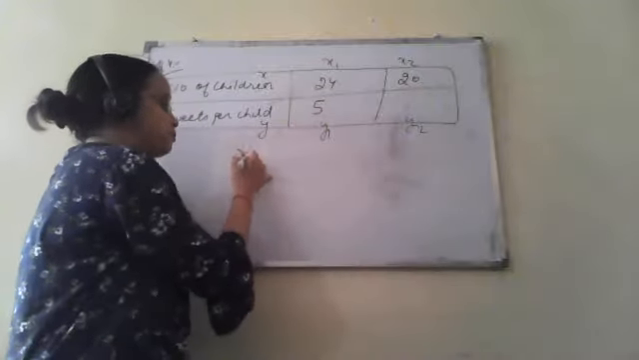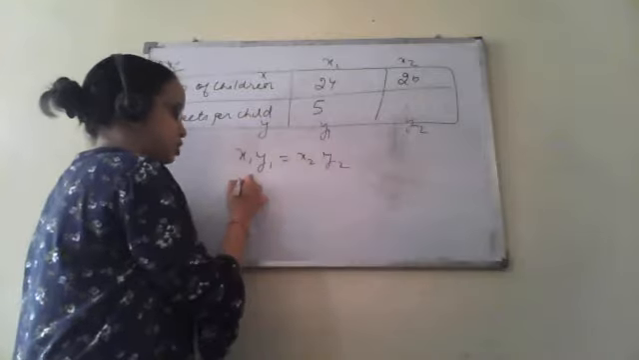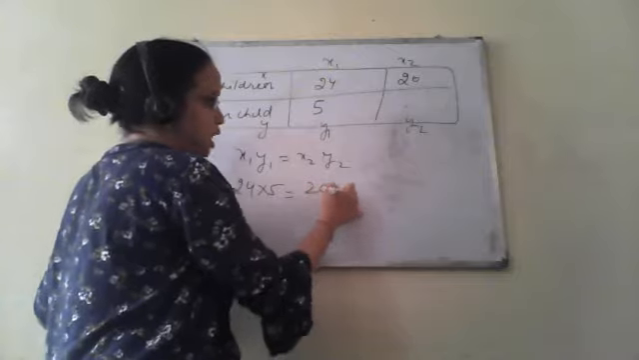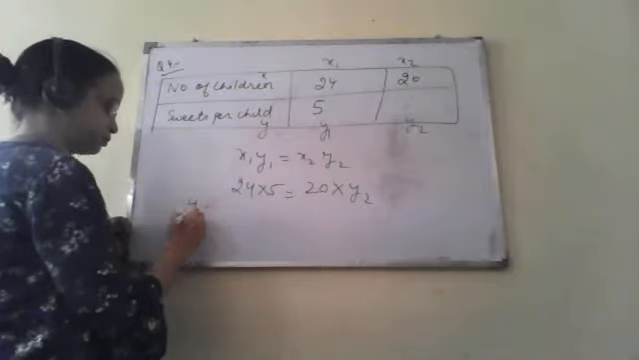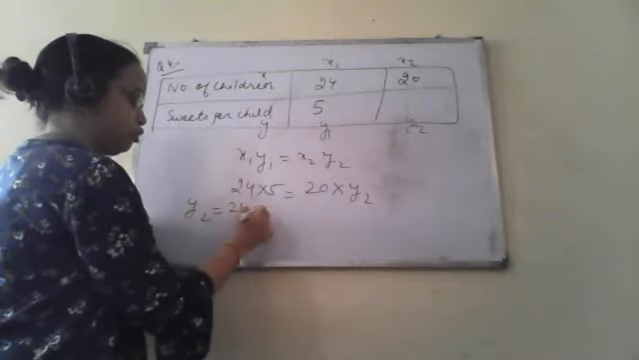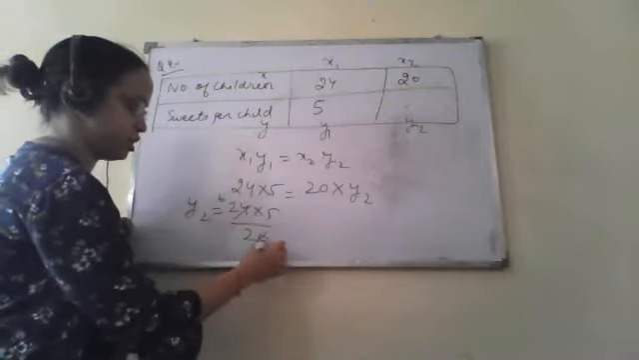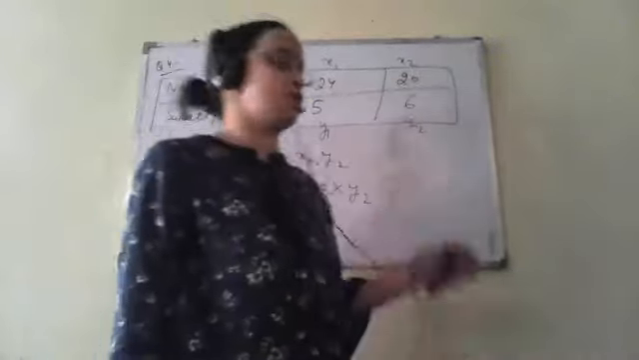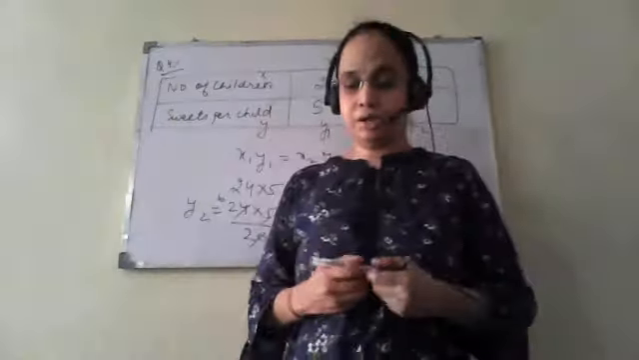So again it will be x1 y1 equals x2 y2. It is 24 into 5, that is equal to x2, this is 20, and y2 we have to calculate. So y2 is 24 into 5 upon 20. 4 6s are 24, 4 5s are 20, and this is cancelled out. So y2 is 6. If the number of children is reduced by 4, that is, the number of children becomes 20, each child will get 6 sweets each.